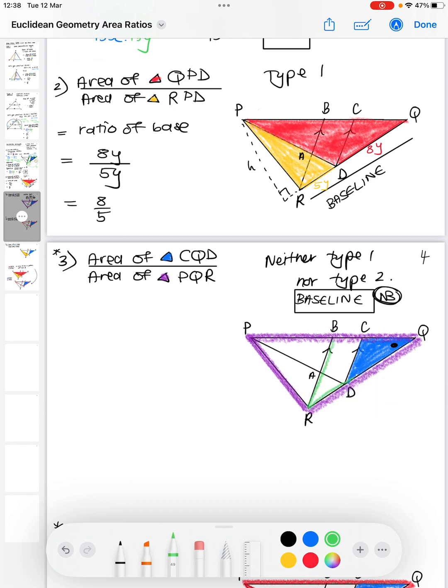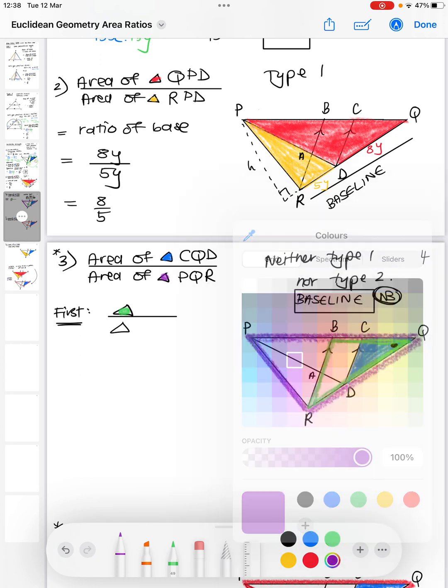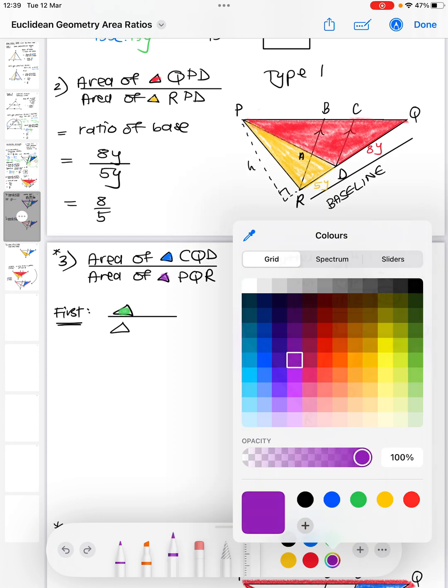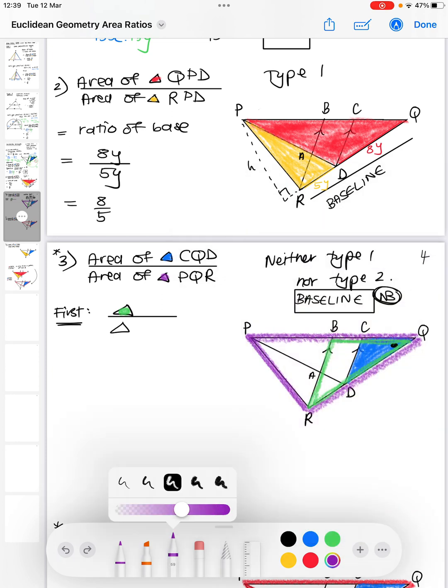So if this is my green triangle, I'm only using a portion of my green triangle. So I want you to first find, this is so important, first find the ratio of the green triangle over the purple triangle. First do that. And this is going to make it easier. Why? I'll show you now. Oops, wrong pen. Sorry guys, wrong pen. There we go.